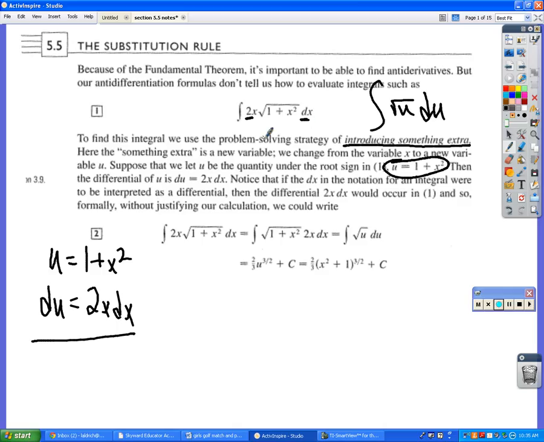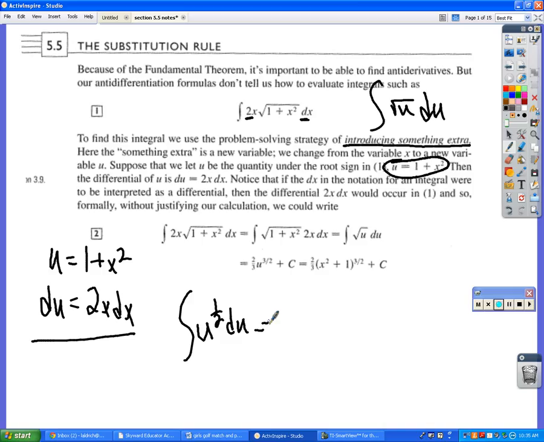Okay, so now what we do is solve the problem: what is the antiderivative of u to the 1/2 du? Why is it 2x dx? Because we're using the chain rule, and anytime you take the derivative of a variable, you get dx or dy or du or dt. Usually we would say that dx is just equal to 1, so we don't need it. But now since we have a dx in the problem, we kind of need that piece.